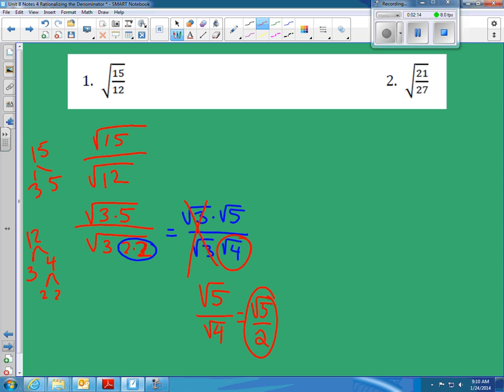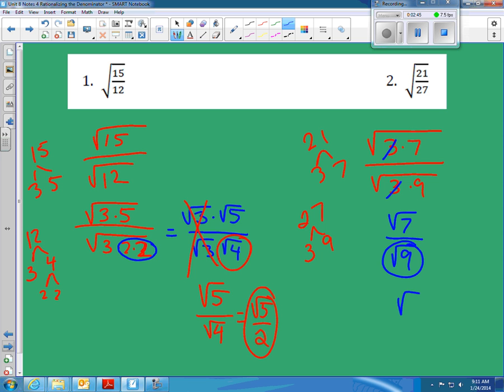Okay, let's try number 2. So I'm going to break 21 down into 3 and 7. And then I have 27. And because I have a 3 and a 7 on the top, I'm going to look, does 3 or 7 go nicely into 27? Well, 3 and 9 do. So I'm going to leave it like that because my 3's are going to cancel. So I have square root of 7 over square root of 9. And that square root of 9 is a nice perfect square. So we get square root of 7 over 3.